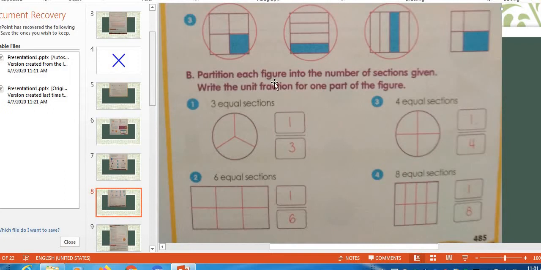Partition each figure into the number of sections given. Write the unit fraction for one part of the figure. Okay, I have here 3 equal sections. So it's what? Just 1 over 3, a third.